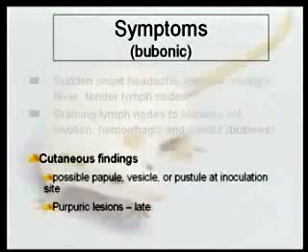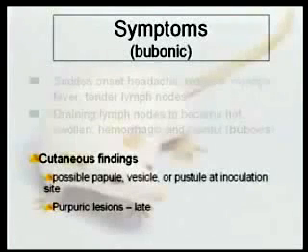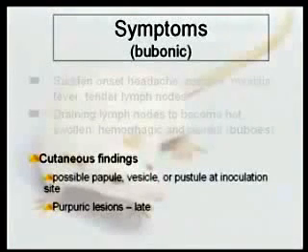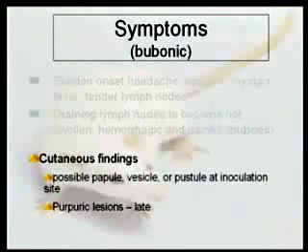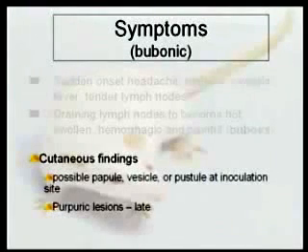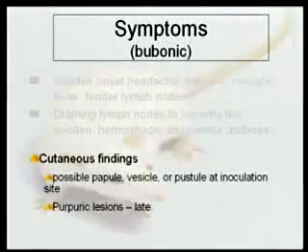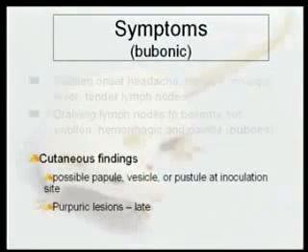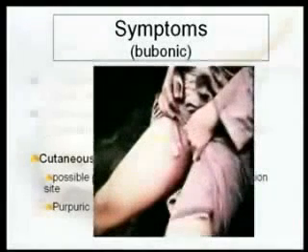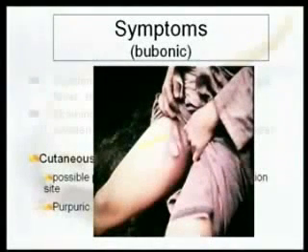Okay. Cutaneous findings: possible papules around the flea bite, vesicles or pustules at the inoculation site, and purpuric lesions appear later on. Those are around either the bite or around the buboes as well. Here's another one.